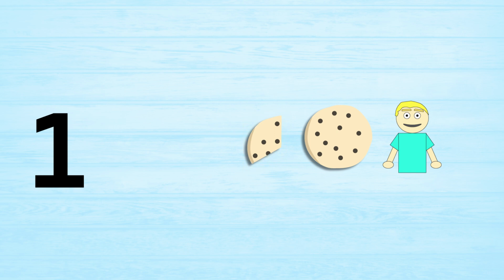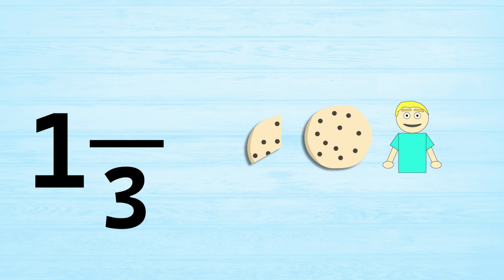So we need to write a fraction. We're going to have our fraction bar. Our denominator tells us how many pieces it was divided into, 3. And our numerator says how many pieces he got, 1. Each person got 1 1/3 of a cookie.